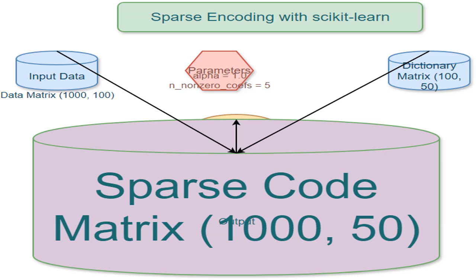This is the amazing result. After crunching the numbers, I get a new matrix with 1000 rows, one for each data point, and 50 columns, one for each of the new atoms from the dictionary. This represents the original data in a more compact form.